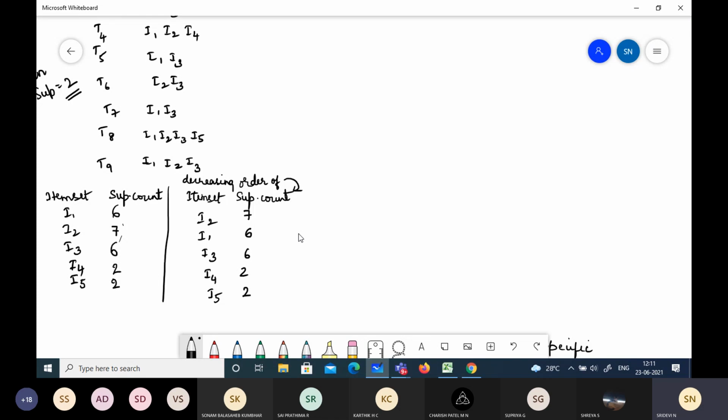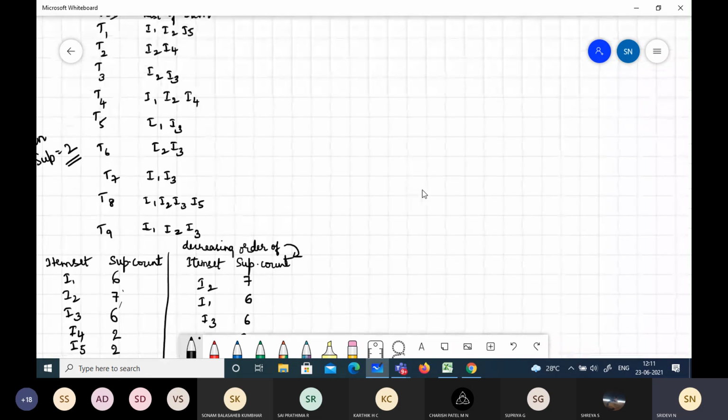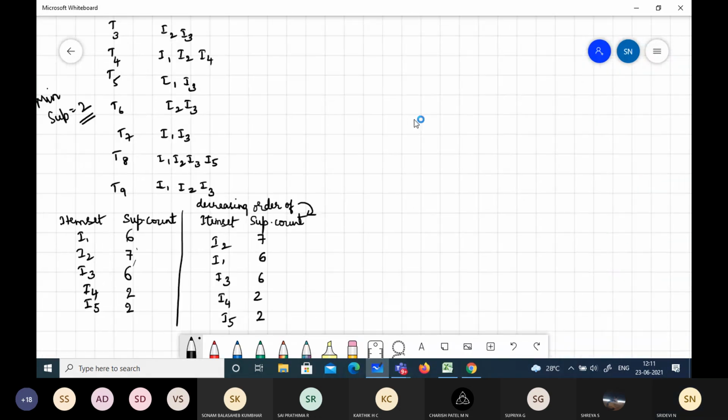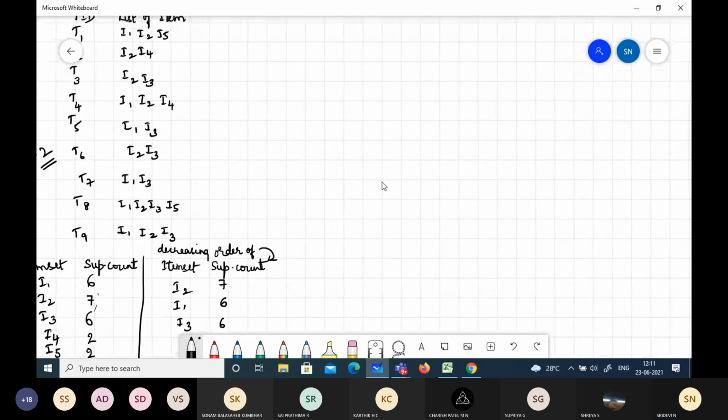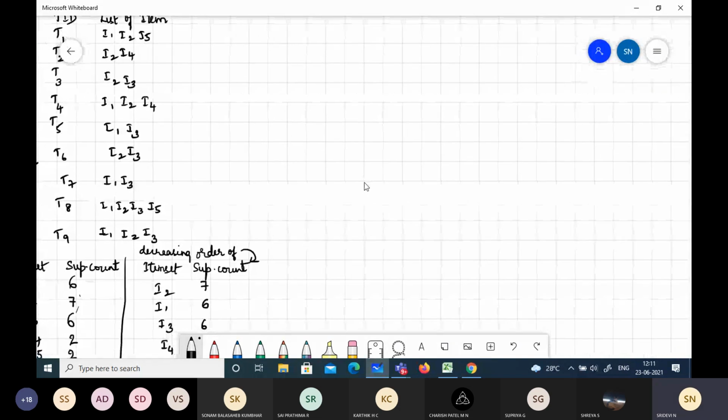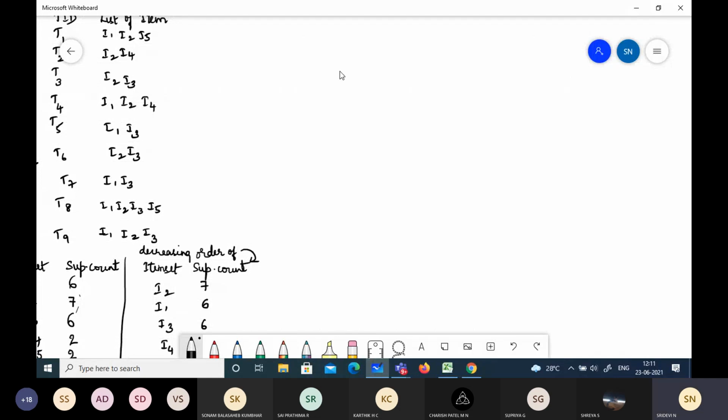So how to construct the FP tree? We'll construct the tree here. First, in each transaction, we will arrange the items in their decreasing order of the support count. You know the support count here. In this transaction, it's in a different order. Now we will arrange them in the decreasing order of their support count.